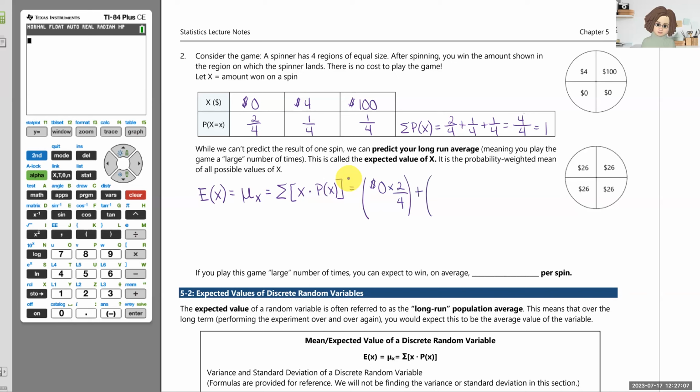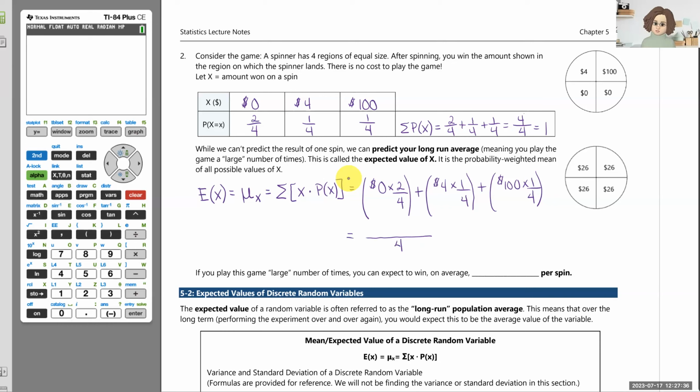plus $4 for X, its probability was 1 out of 4, plus $100 for X, and its probability is 1 out of 4. Okay, so I wanted to leave everything in fraction form here, and we have our common denominator 4.